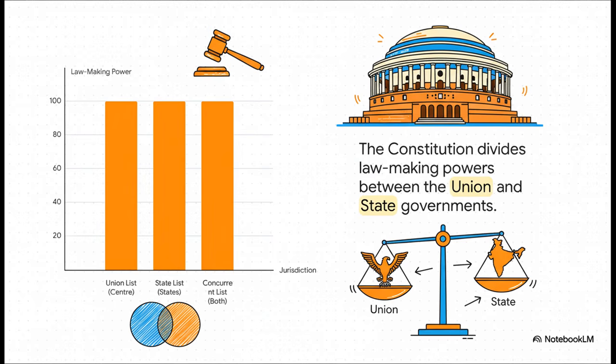And this idea of balance isn't just at the top. It also applies between the central government in Delhi and our own state governments. The Constitution very cleverly divides their lawmaking powers into 3 lists. There's the union list for national things like defense, the state list for local things like the police, and then the concurrent list for topics they both can work on like education. This division of power is at the very heart of our federal system.